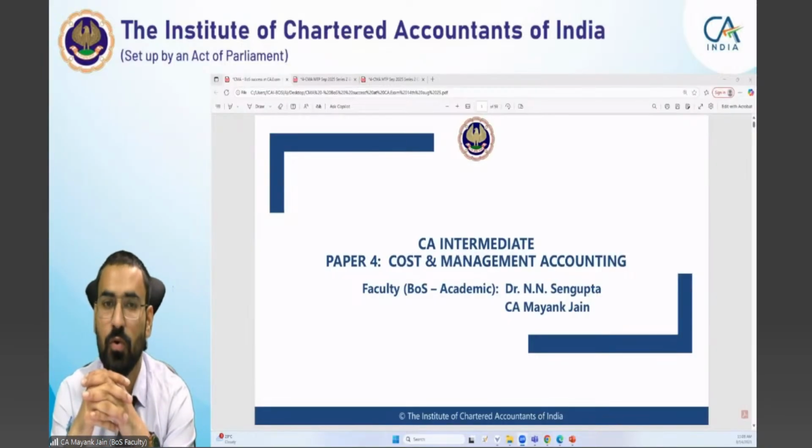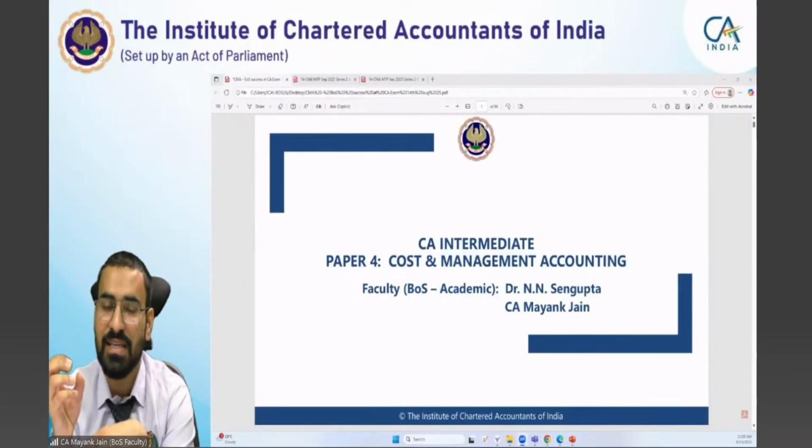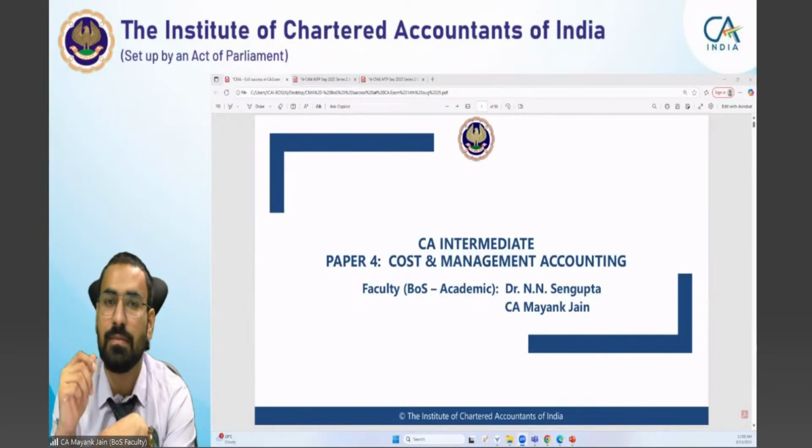So you have to go through this chapter very carefully, and for examination purposes you have to practice each and every question, you have to understand each and every concept thoroughly and practice from the study material, MTPs, RTPs, past question papers and the previous year suggested answers, and you have to practice lot and lot more.